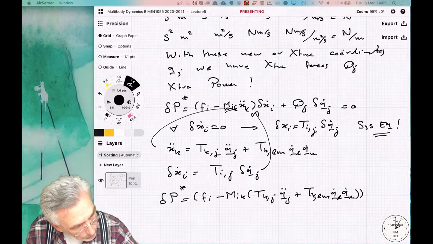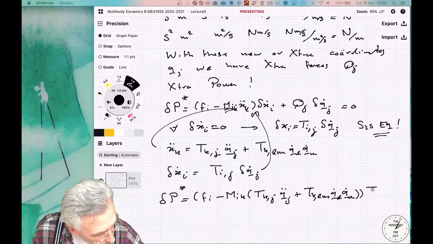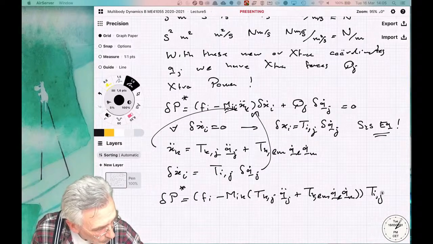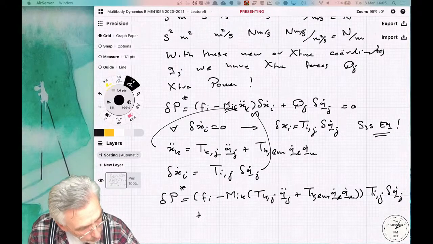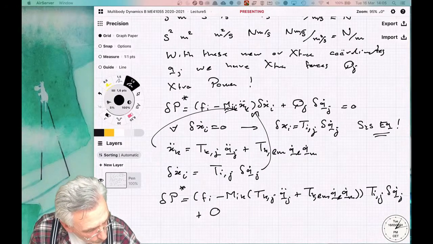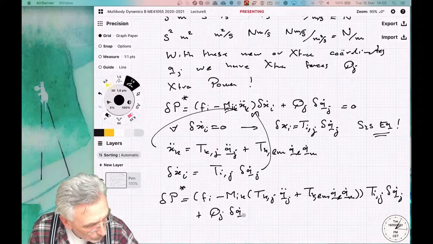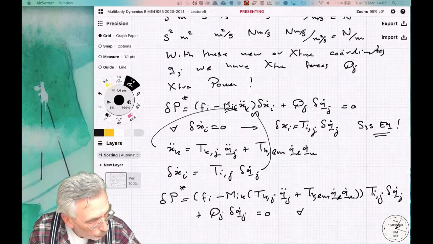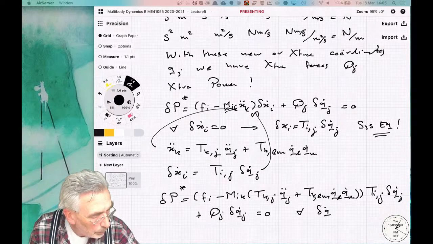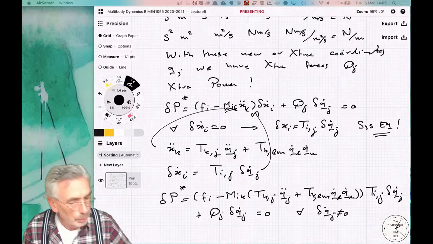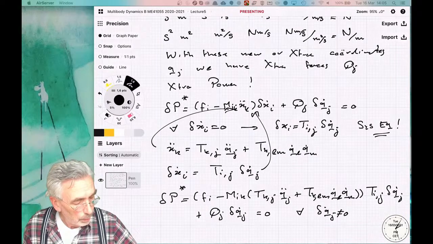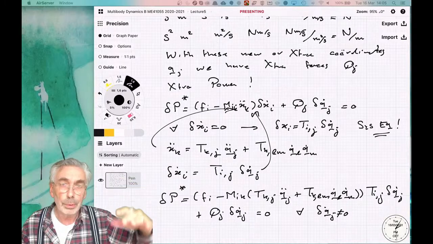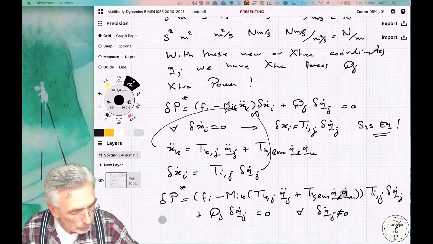Yeah, and then times, and now I have to substitute this, Tij delta q dot j, right? Plus, and then we have this other term, Qj delta q dot j, equals 0 for all, and now we only have these variations, and as long as they're not 0. Well, if that is the case, then of course in the end you can take 1 0 0 0 0, 1 0, and you get J equations.